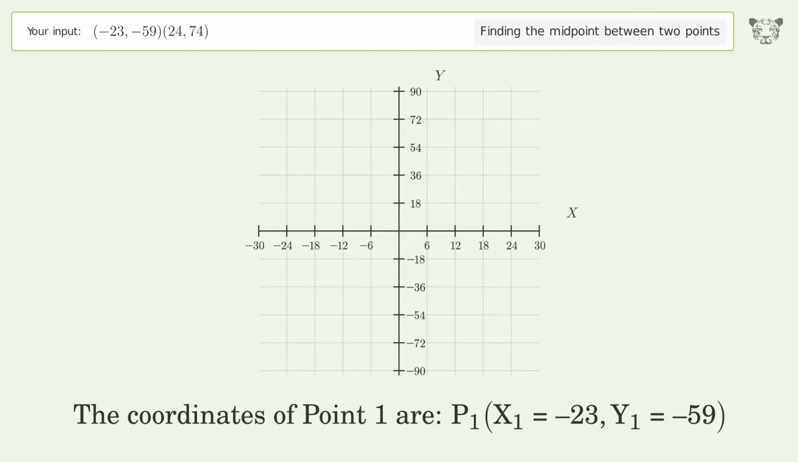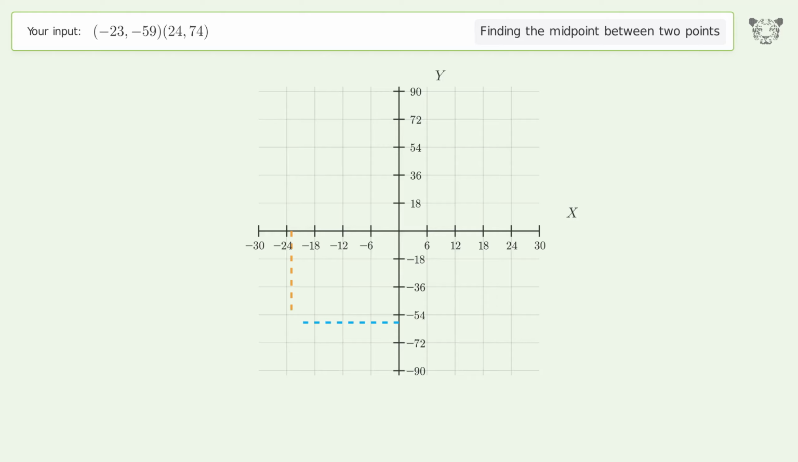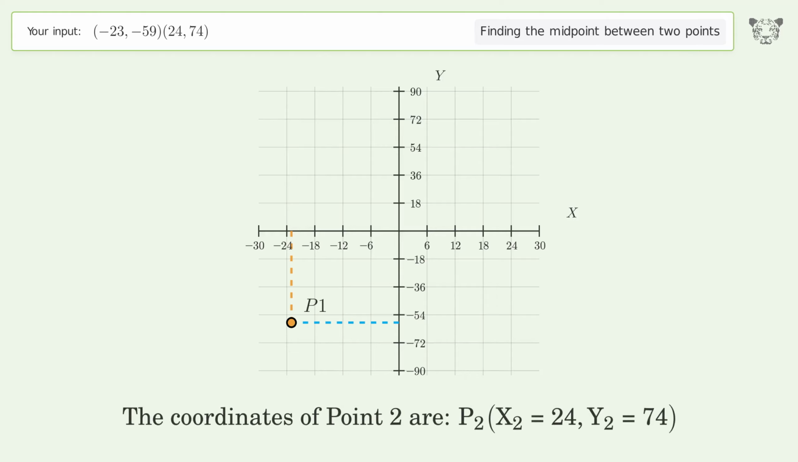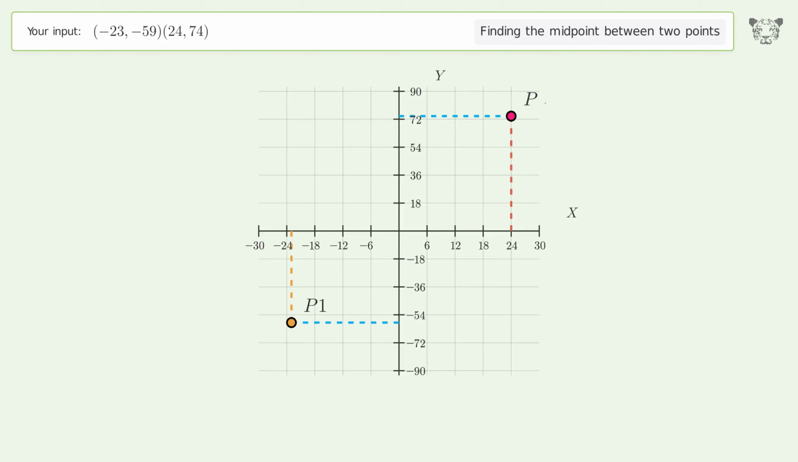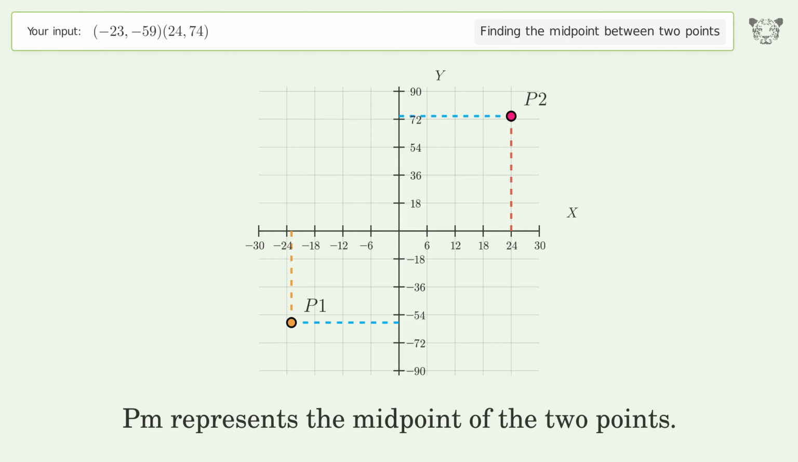The coordinates of point 1 are, x1 equals -23, y1 equals -59. The coordinates of point 2 are, x2 equals 24, y2 equals 74. PM represents the midpoint of the 2 points.